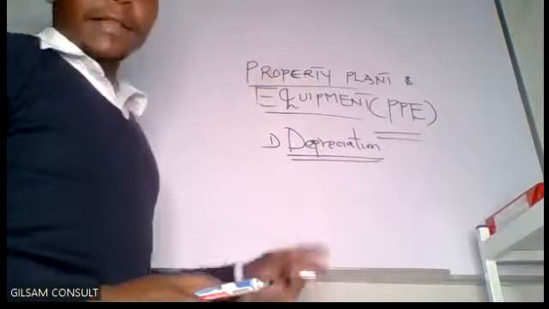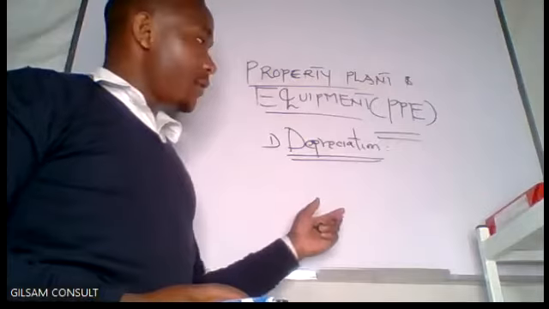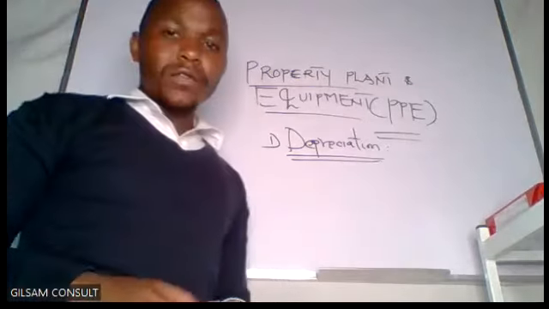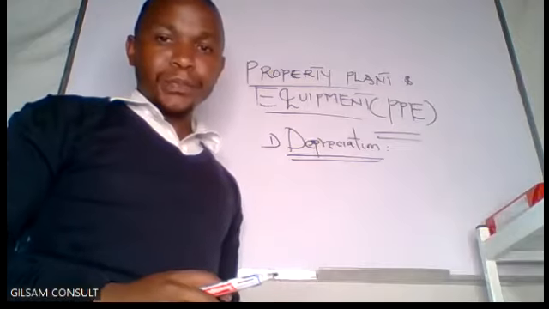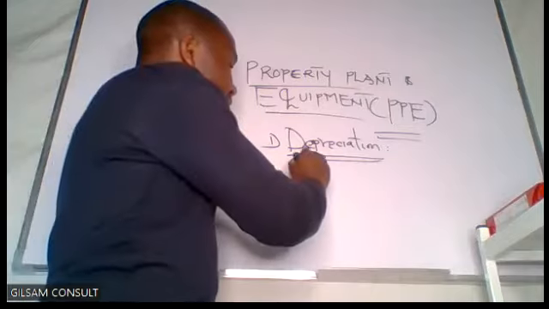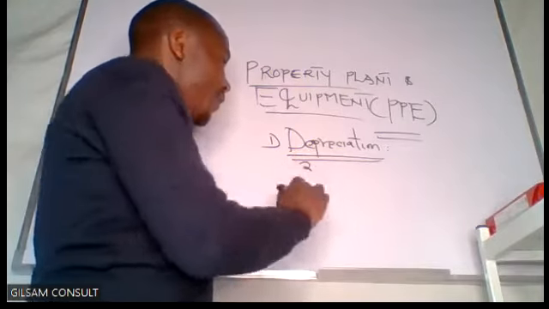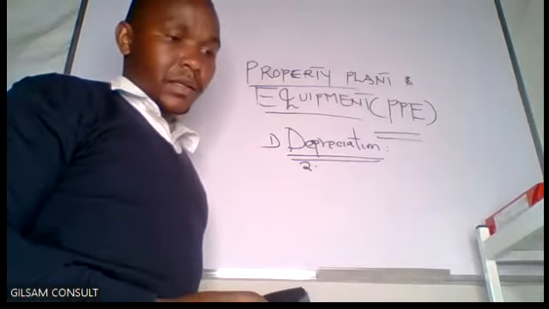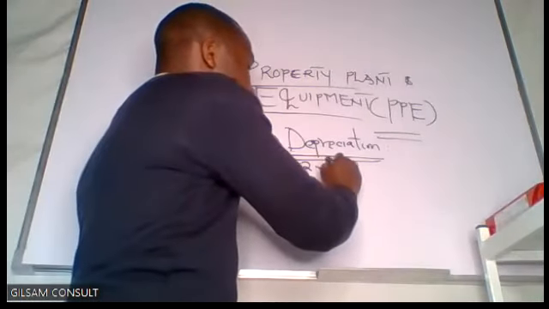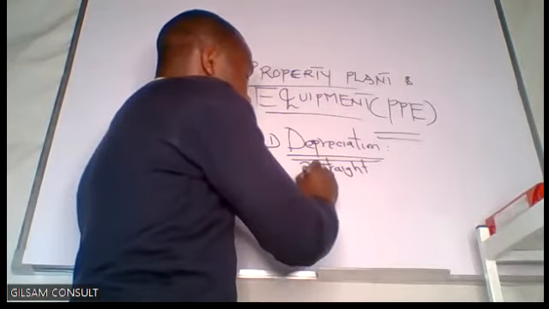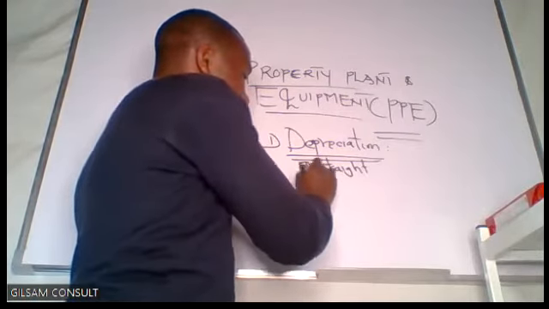So before even we look at the format, I want to know if you know how to compute depreciation. We have how many methods of computing depreciation? 2. We have 2 methods of computing depreciation. Which one and which one? A straight line method and reducing balance. We have straight line. That is one. And reducing.